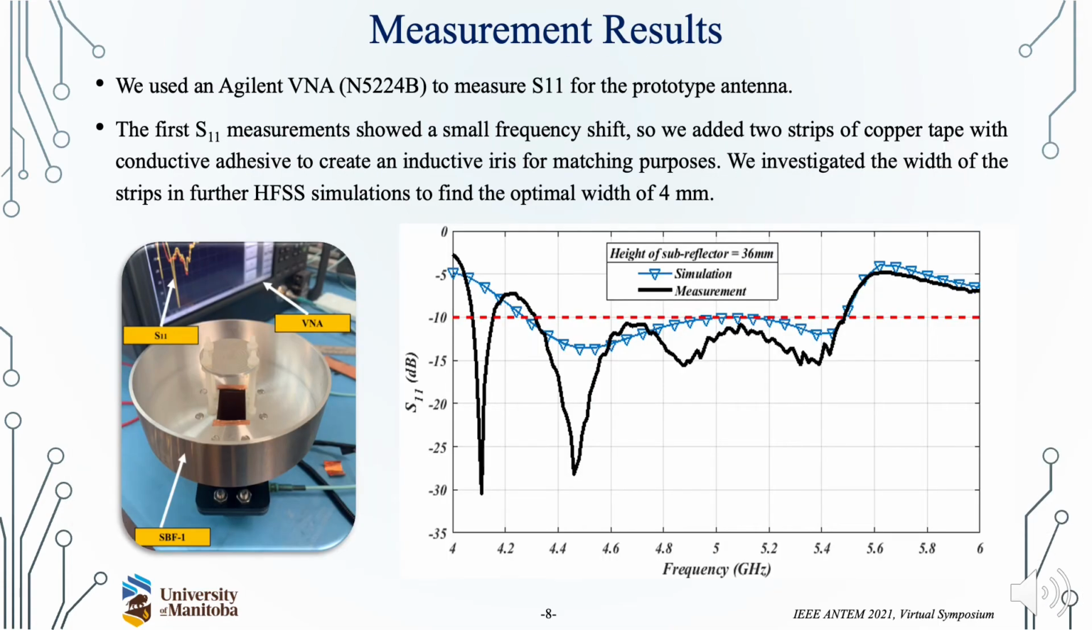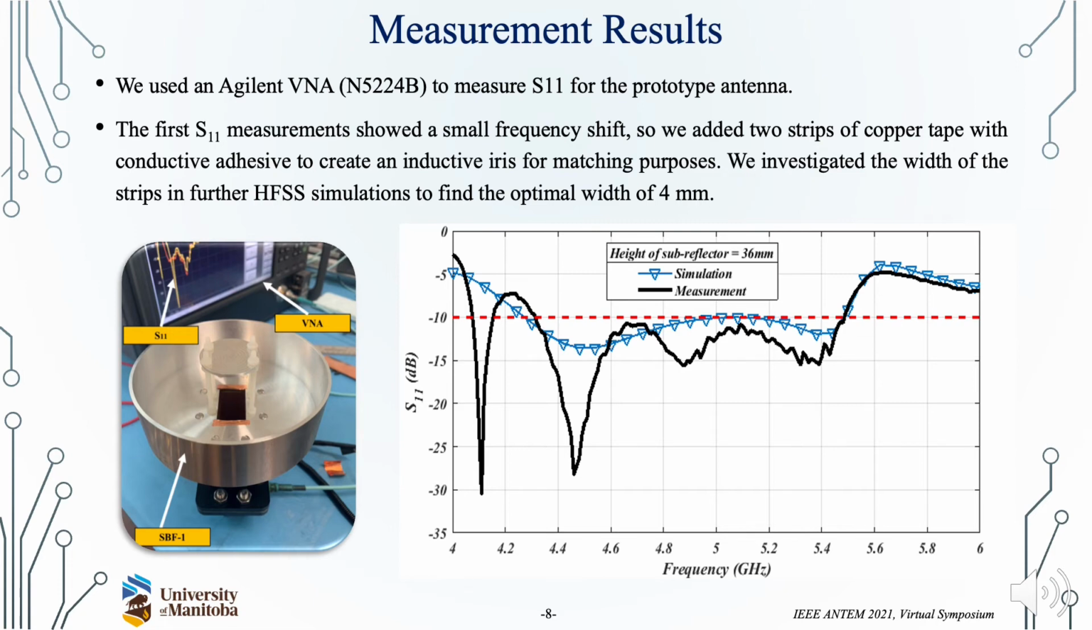In order to test the antenna performance, we started to measure the antenna reflection coefficients, and for this purpose, we used an Agilent N5224B vector network analyzer, or in short, VNA. The first set of measurements showed a small frequency shift, and therefore we decided to add two copper strips to the waveguide aperture to create an inductive iris for matching purpose.